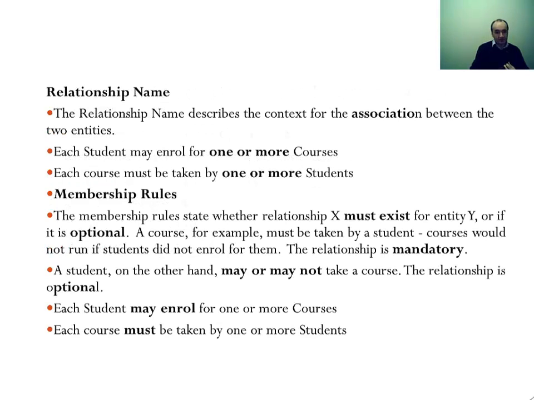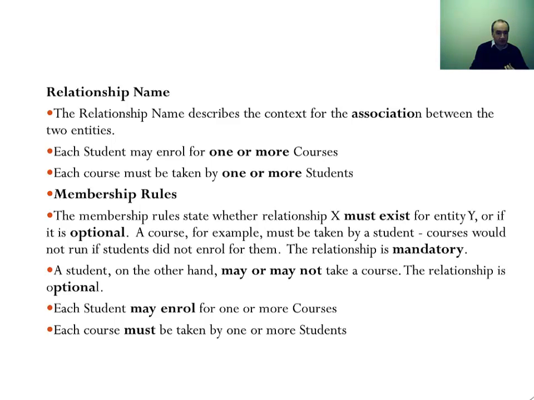The relationship name then describes the context for the association between the two entities. For example, each student may enroll for one or more courses. Each course must be taken by one or more students. The writing in bold there defines what the association is.